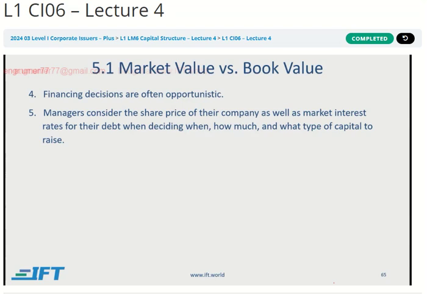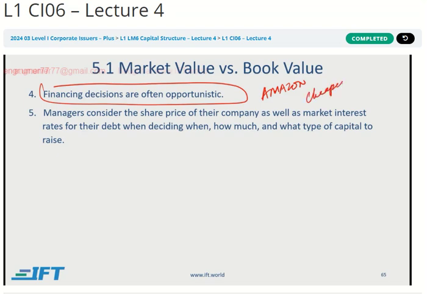As discussed, financing decisions are often opportunistic. Think of Amazon issuing that lowest, cheapest bond issue in US history, right? So if it was a good opportunity, they availed it, even though they probably didn't need the debt.